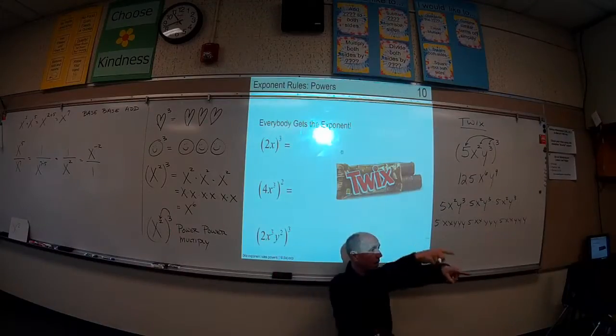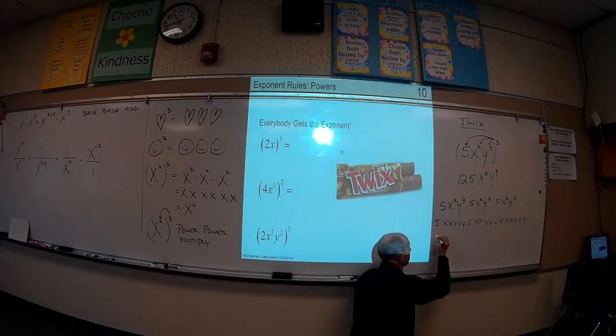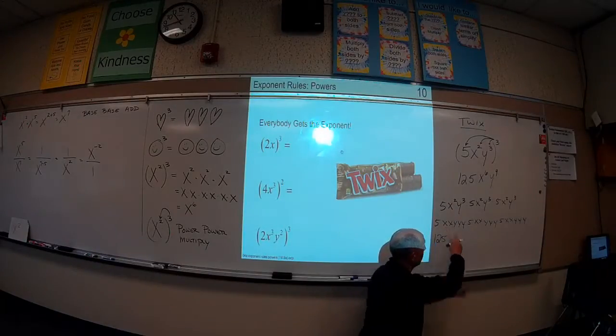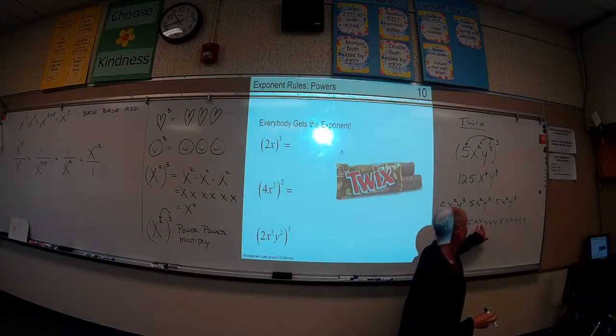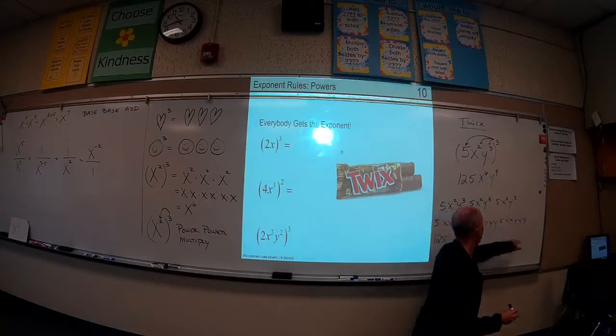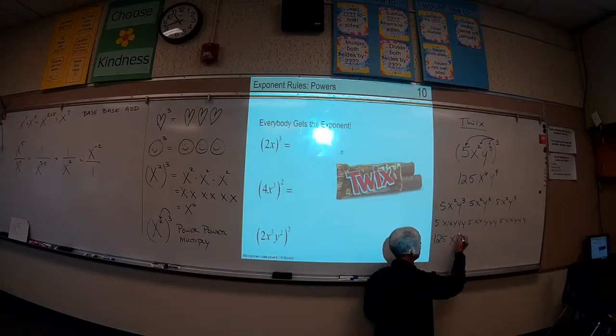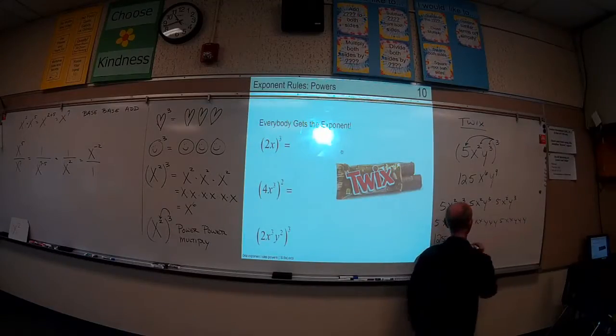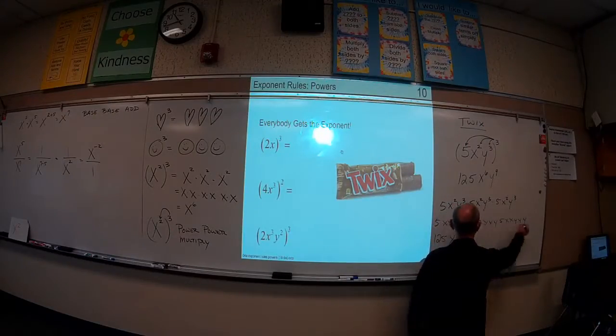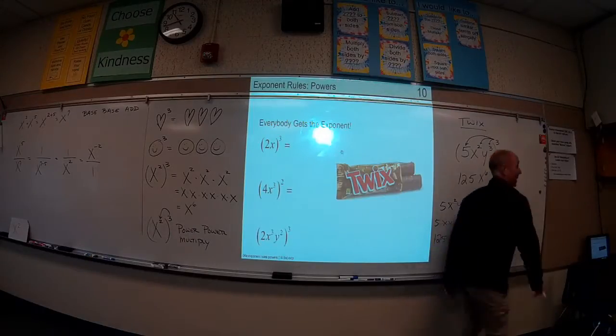What's 5 times 5 times 5, Dakota? 125. How many x's are right here? 2. How many there? 2. Total of? 6. How many y's right here? 3. Total of? 9. You do not have to put this in your notes, but that's what's going on.